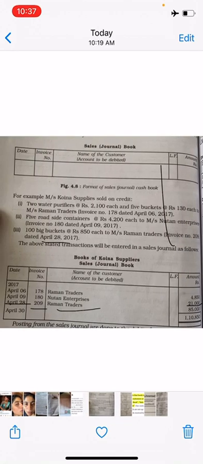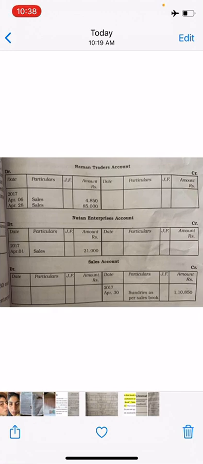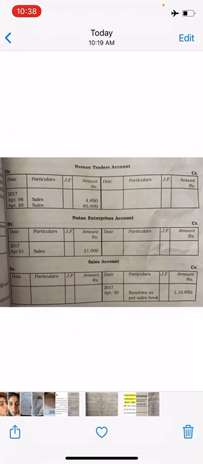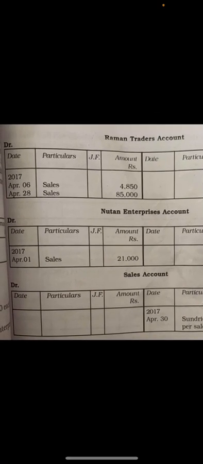Okay, so what is the journal entry when you sell? When you sell on credit, the journal entry is the party's account debited to sales account, correct? So here Raman Traders account debited to sales account. So Raman Traders account is debited. So on the debit side you have to write sales account, correct?